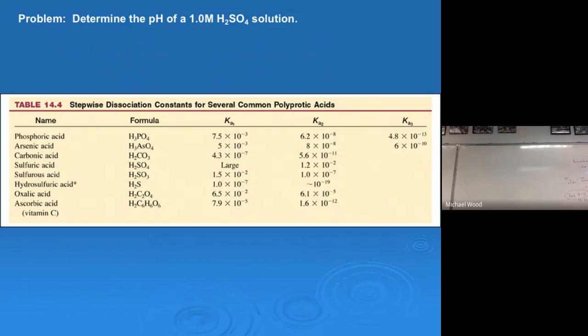So the Ka1, that's the dissociation of the first H, is very large, which means sulfuric acid is one of the strong acids. But it's the second step, the second H, its value is given as 1.2 times 10 to the negative 2. So what I'm going to do here again is the same exact structure that we have done.